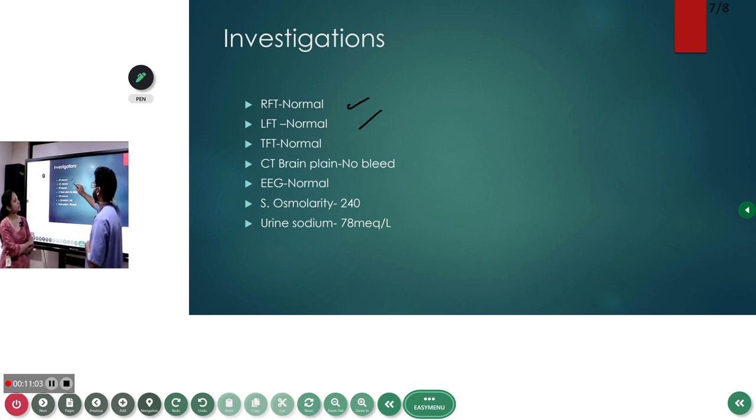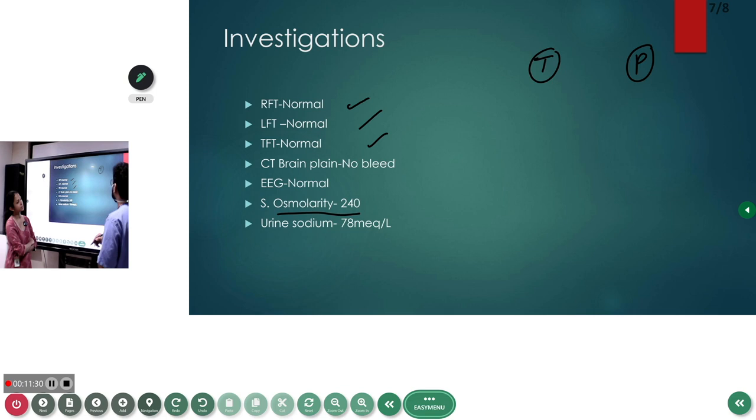I'll come to the investigations. The serum osmolality of the patient came around 240 and the urine sodium was 78 milliequivalents per liter. The RFT, the LFT, and the sodium was 106. Before starting 3% saline, what all did you send? Serum osmolality, urine osmolality, and urine sodium were sent.